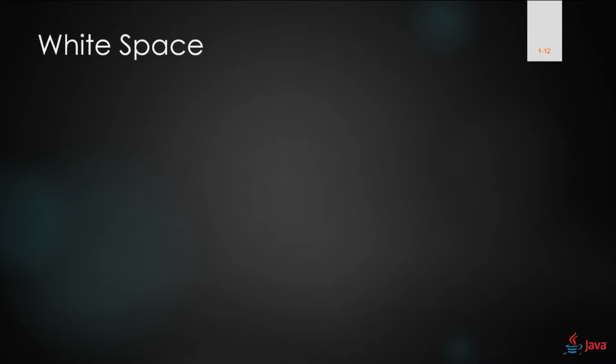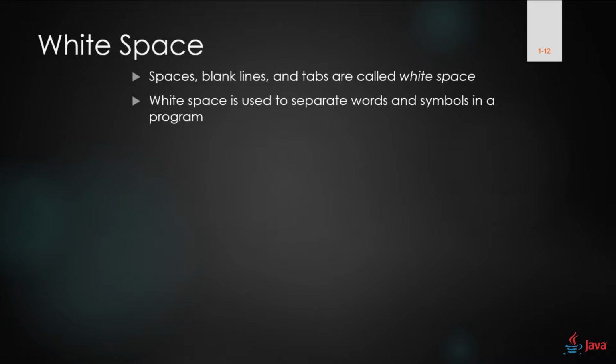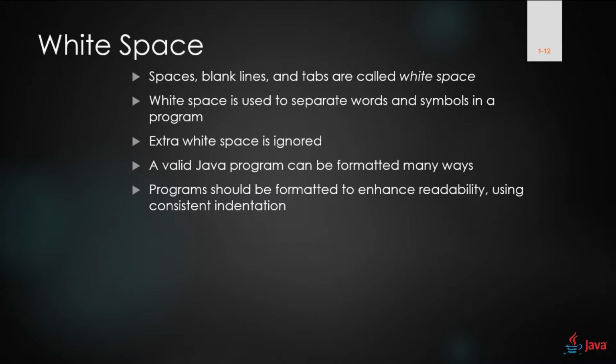Next up we have whitespace. Spaces, blank lines and tabs are called whitespace. Whitespace is used to separate words and symbols in a program. Extra whitespace is always ignored by the compiler. A valid Java program can be formatted in many ways. Programs should be formatted to enhance readability using consistent indentation.